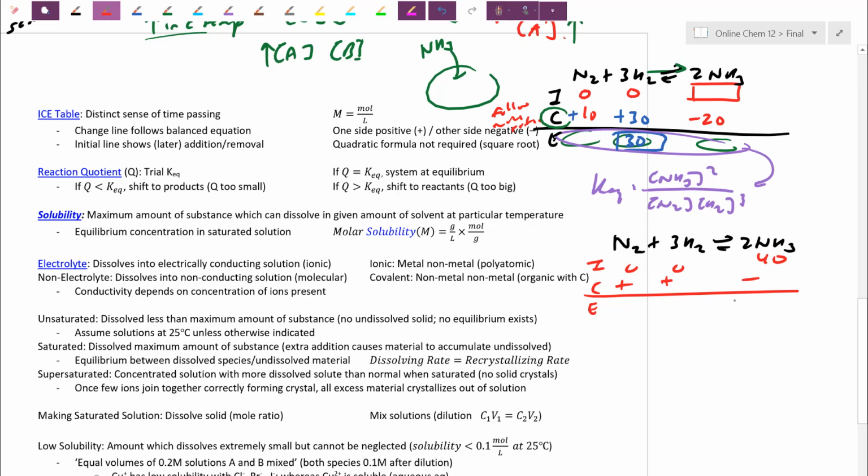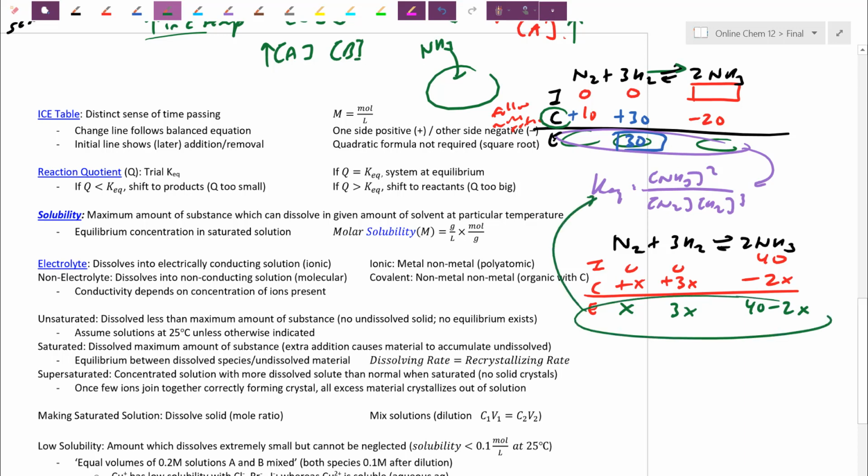If I don't know anything about the equilibrium line, I'm going to use an X. This is going to gain by 3. The change line follows the mole ratio, gain by 3x. This drops by 2x. If you have the I and the C line, you just do the math. What's 0 plus x? Well, x. 0 plus 3x? Well, 3x. What's 40 minus 2x? No clue what x is, but 40 minus 2x would be the expression. Again, we're ready to use the rest of the information and solve our way through for KEQ.